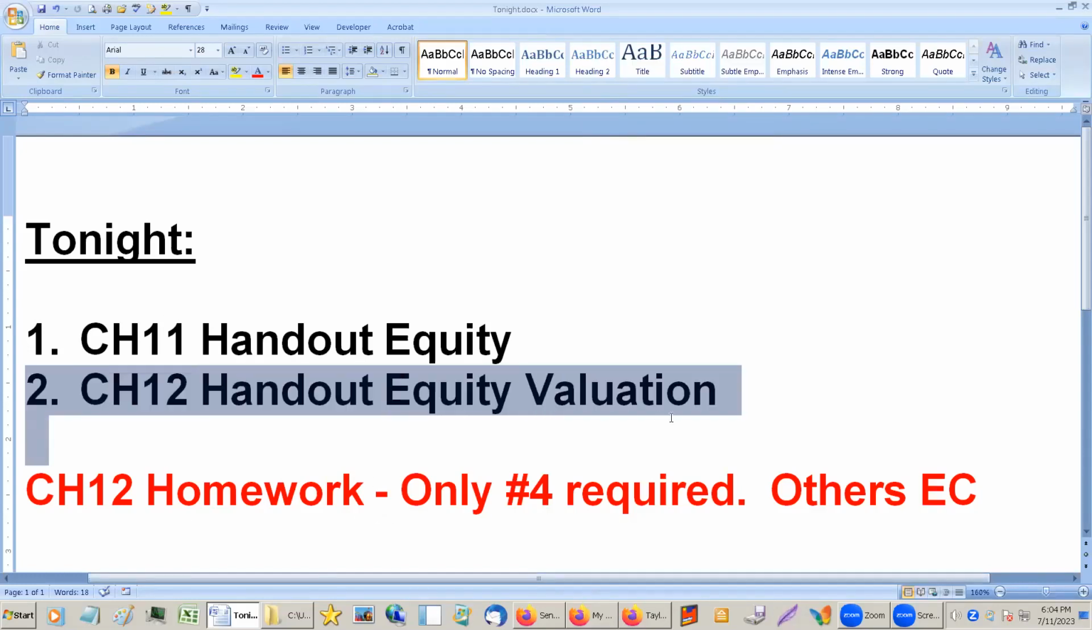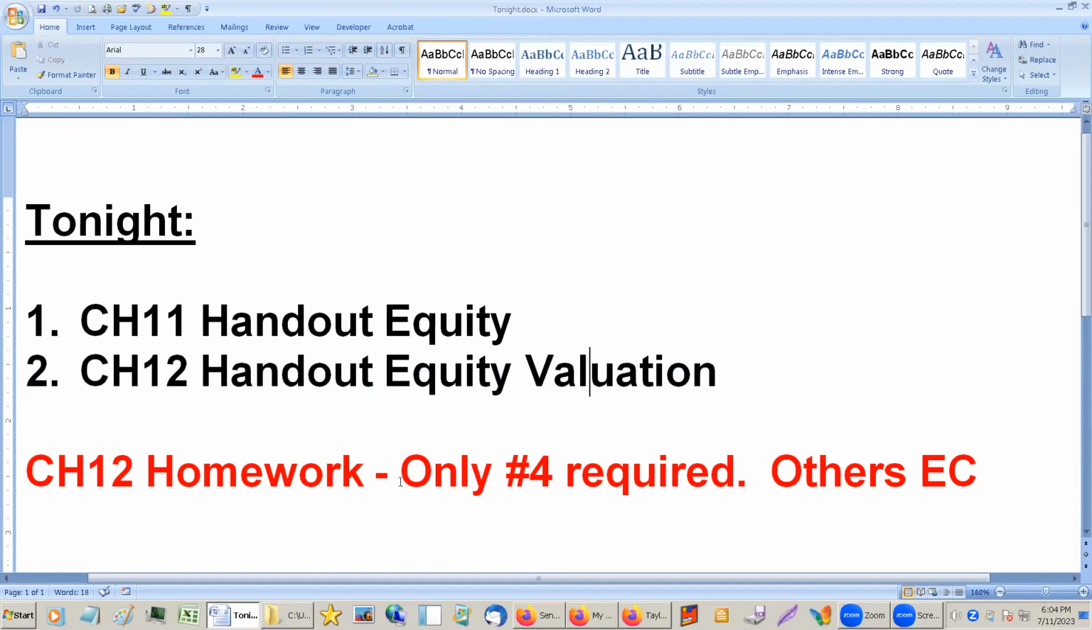Chapter 12 handout is on equity valuation. And this is somewhat important, but for the chapter 12 homework, only number 4 is required. There's actually 5 questions on it, but number 4 is required. So if you do the other ones, they get counted as extra credit.